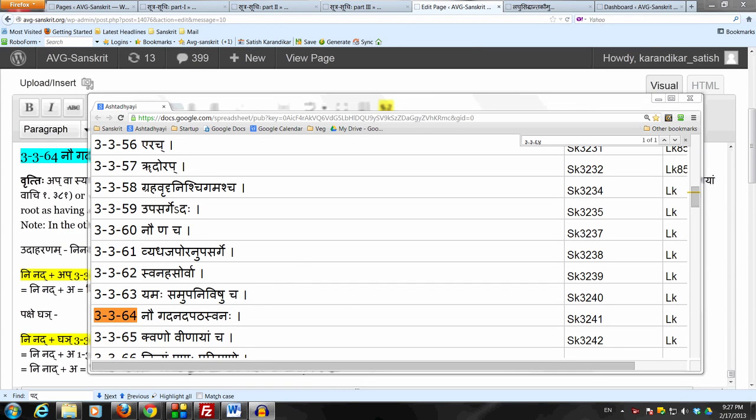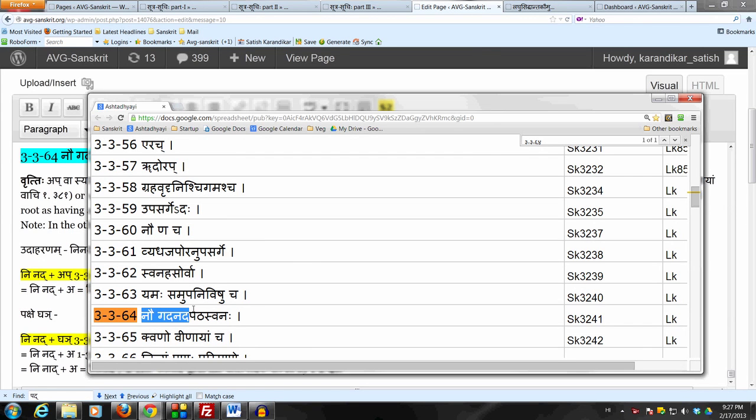Let's now take one more sutram which prescribes the affix up optionally, and this one is 3364. It's a very simple sutram. It says gada-nada-patha-svanaha. Anuvritti of va, of course, is coming down from 3362. Anuvritti of up is coming down from rud or up from 3357. That runs all the way down to 3387.